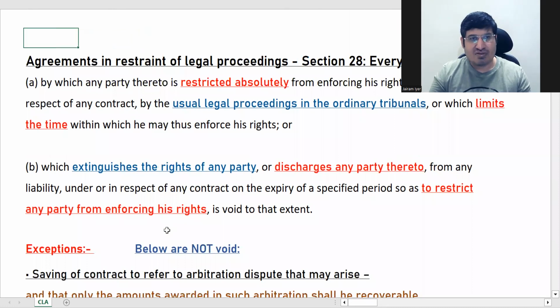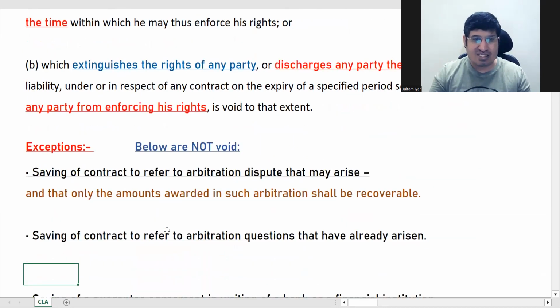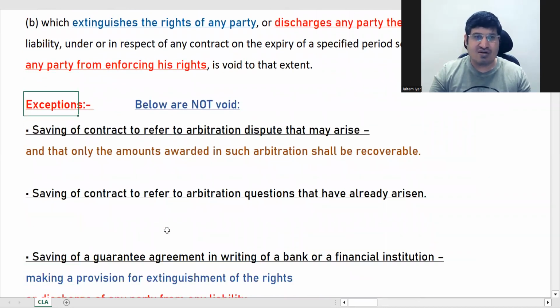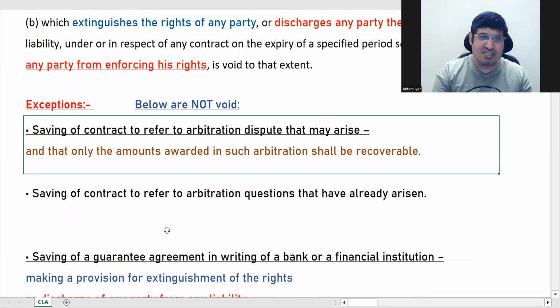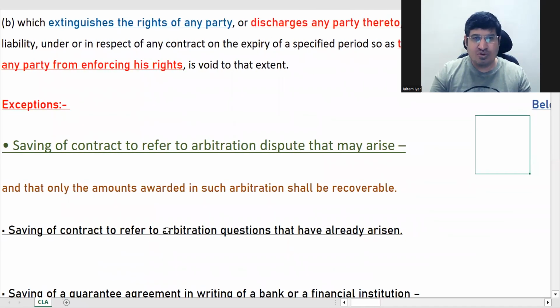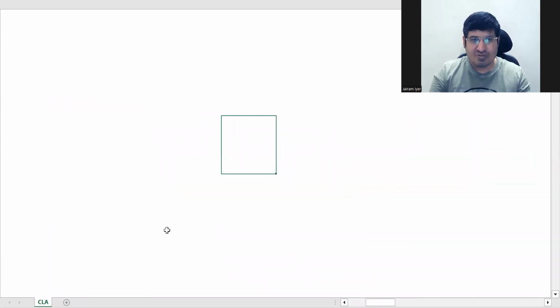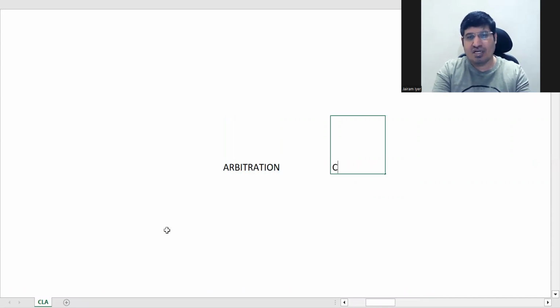Exceptions. So you are restraining from legal proceedings, but it is not void. These are the exceptions. First is saving of contract to refer to arbitration disputes that may arise. So do you know about arbitration tribunal? Any of you? Arbitration, what have you heard?